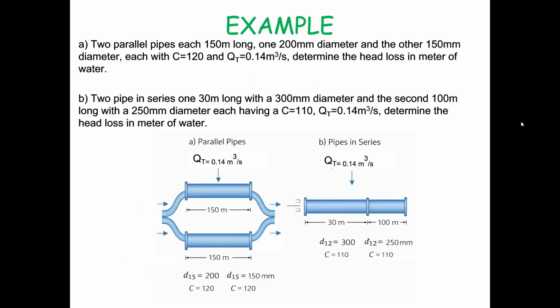So let's just start having this long example, and I'm going to solve it. This example is from previous chapters, pipes in series and parallel pipes. Basically, this is the question. It didn't have any figure or picture, so I asked ChatGPT to give me a picture.